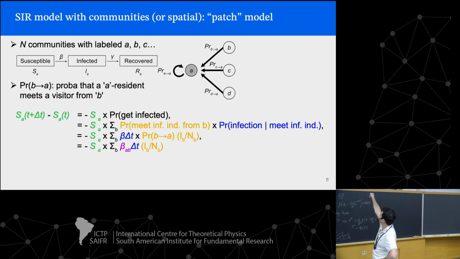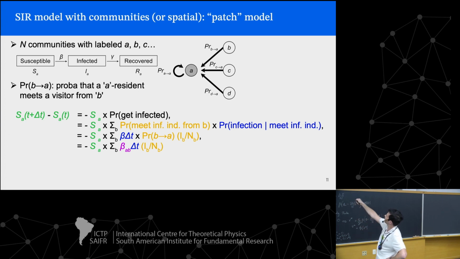So if you track the colors, those match. So the probability that you meet somebody from town B who is infected is, first of all, the probability that you meet a visitor of town B, and then among those, the probability that you meet somebody who is infected, which is I_B over N_B. So you have this product. This is the yellow term. And then the probability of being infected once you've met this infected individual is beta times delta t.